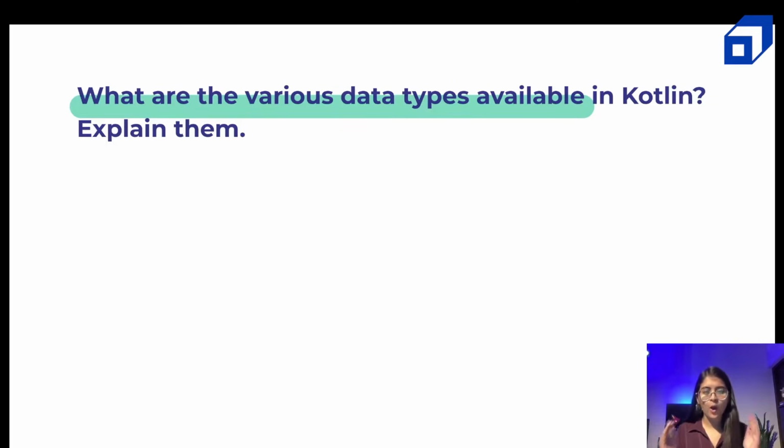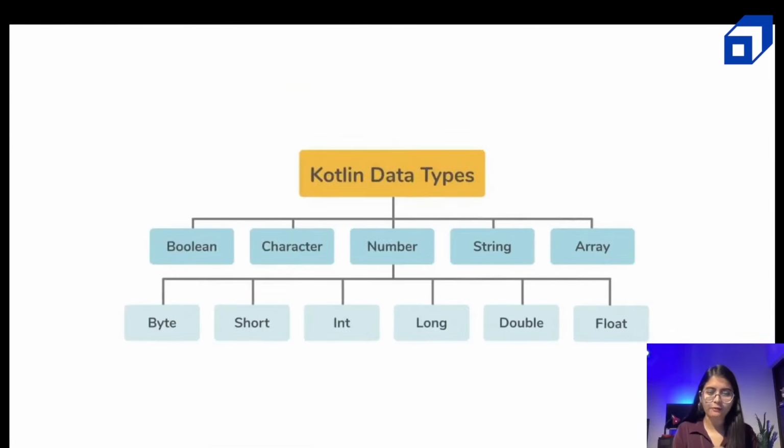If you are already from a tech background, a software engineer, or you have learned any programming language for that matter, maybe Java, C++, you will be able to answer this question very fluently, because the data types available in Kotlin are very similar to those in any other object-oriented programming language, right? So boolean, character, number, string and array, these are the main 5 data types in Kotlin. It's very much the same as in any other programming language, right?